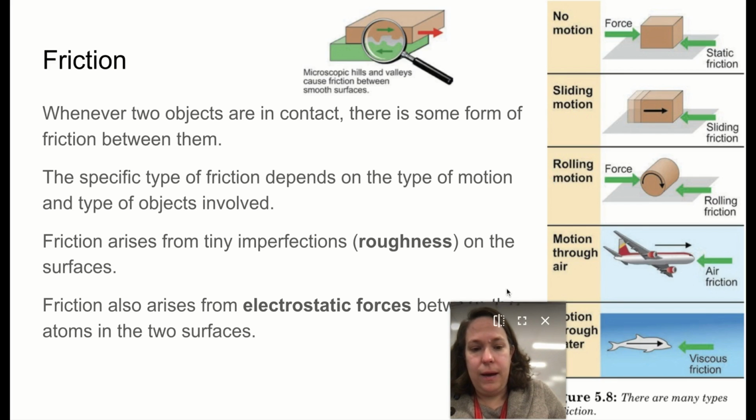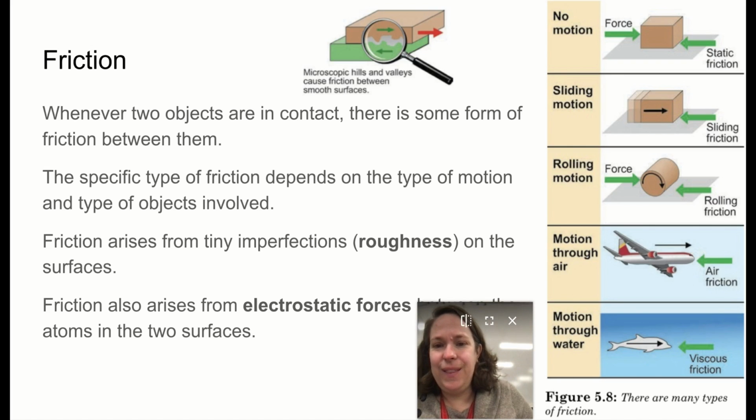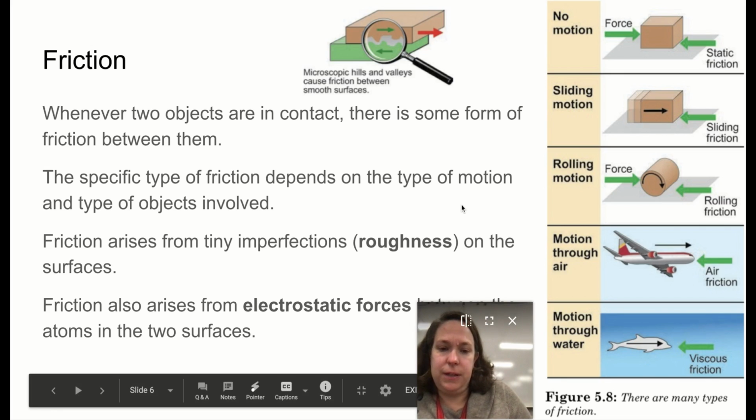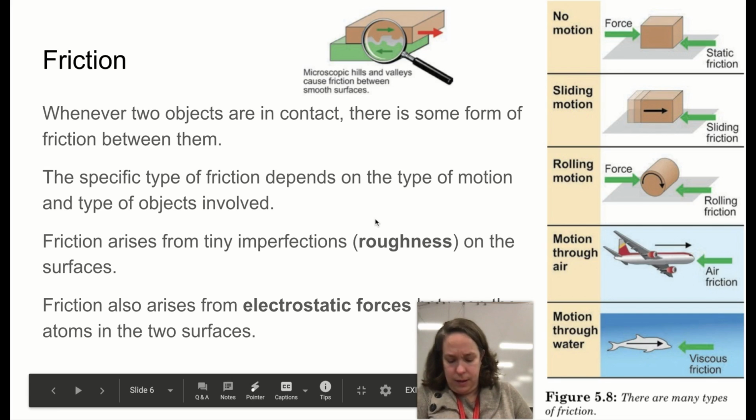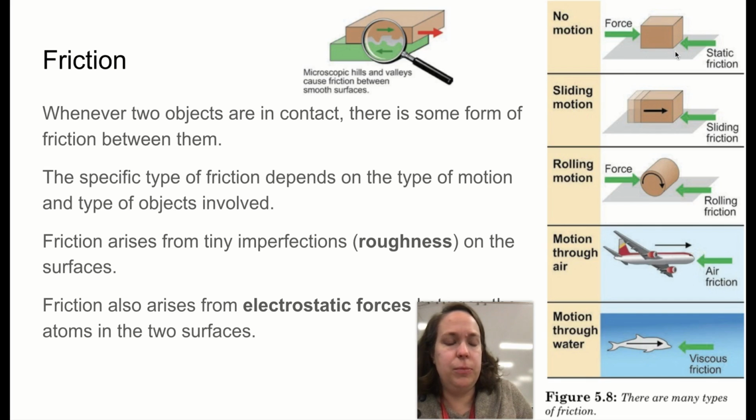All right, we have the force of friction. Friction is a force that happens when two surfaces are in contact with each other. And if one of those surfaces is trying to move past the other, then there's some sort of friction between them. The specific type of friction depends on the motion that is involved.